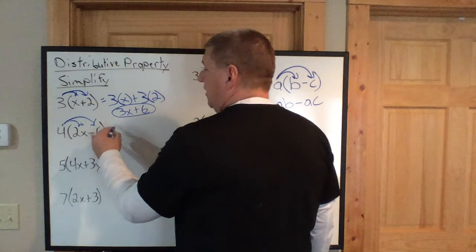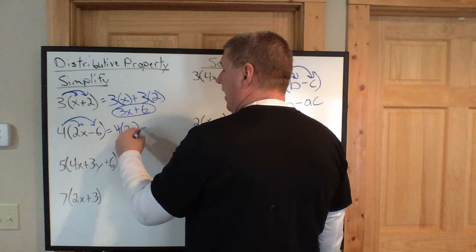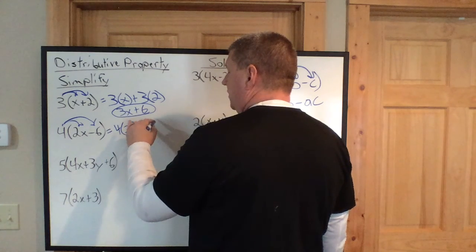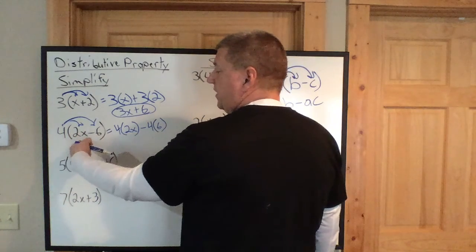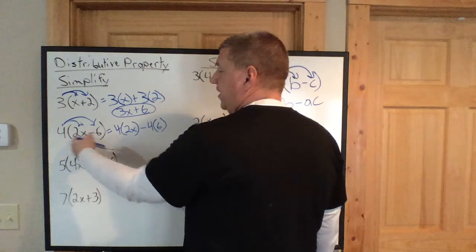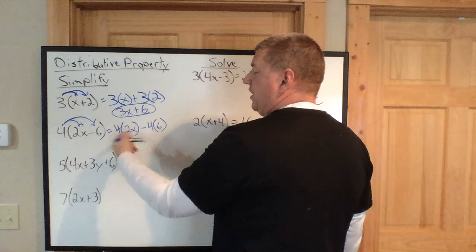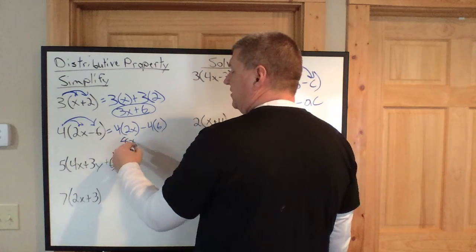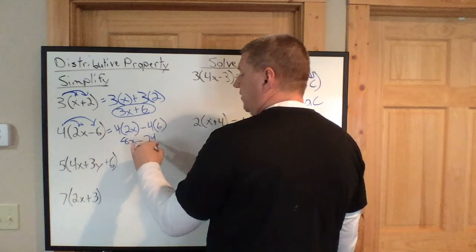So this gives me 4 times 2x minus 4 times 6. 4 times the 2x, 4 times the 6. Subtraction moves along. 4 times 2x gives me 8x minus 4 times 6, which is 24.